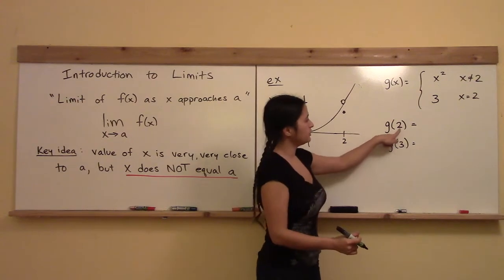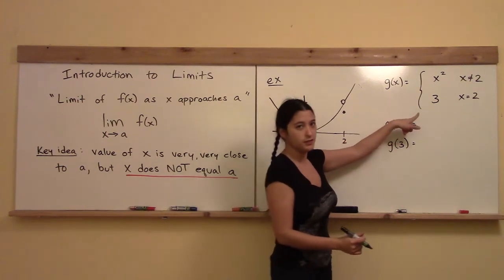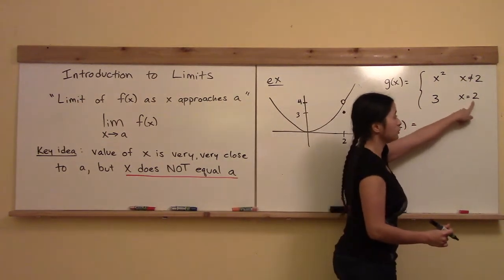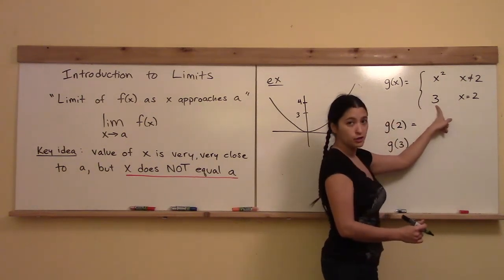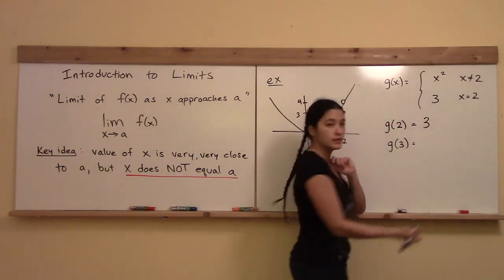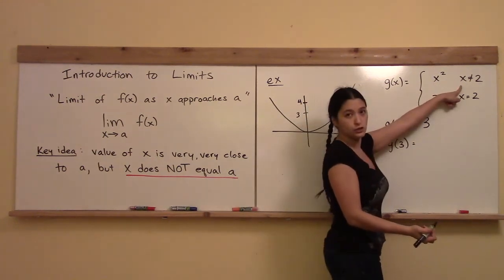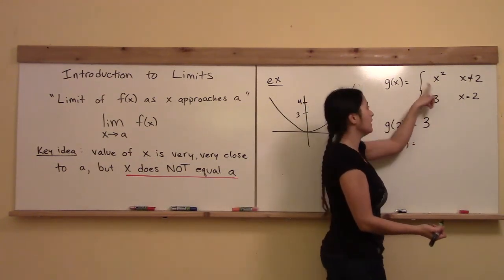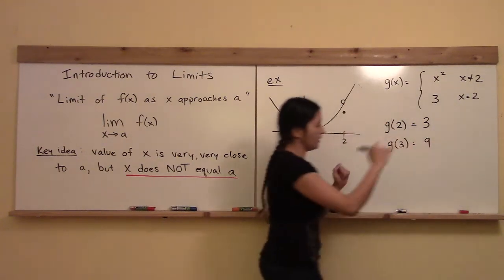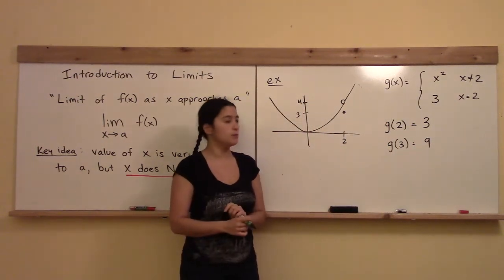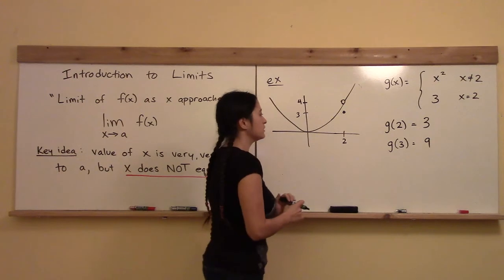Well, let's see, g of 2, I have to go to the instruction list over here, and it says whenever x is equal to 2, that's the input, you will spit out a 3. Okay, so that answer is 3. What is g of 3? Well, if the number is not equal to 2, then you're going to take the number and square it, and that's exactly what I'll do, and I'll get 9. Okay, so those are just some of the function values there.